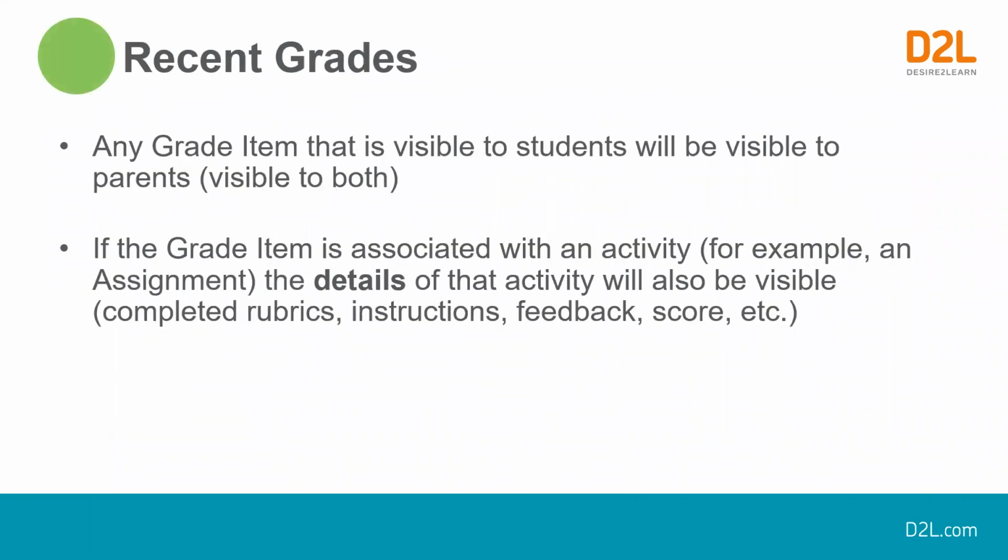Recent grades shows any grade item that's visible to students and parents. So if something's been marked, there's no way that the parent would be able to see it before the student. It has to be visible to both parent and student. Also, if the grade item is associated with an activity like an assignment, the details for that activity will also be visible, so they can see the completed rubric, the instructions, the feedback that the teacher left for them, and the final grade, of course.